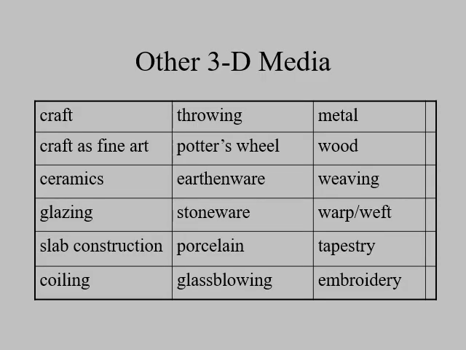So this concludes our lecture 15 on the other three-dimensional media. I'm just going to go through the list here to make sure I didn't miss any of the terms. Craft, we talked about the division between craft and fine art and how they are the same and how they're different. We spoke about ceramics and how clay is fired in a kiln to make earthenware, stoneware, or porcelain. We spoke about slab construction, coiling, and throwing as three ways that clay can be manipulated into a vessel, the potter's wheel being used for throwing. Glazing is used in earthenware to make it waterproof, although it can also be used in stoneware and porcelain.